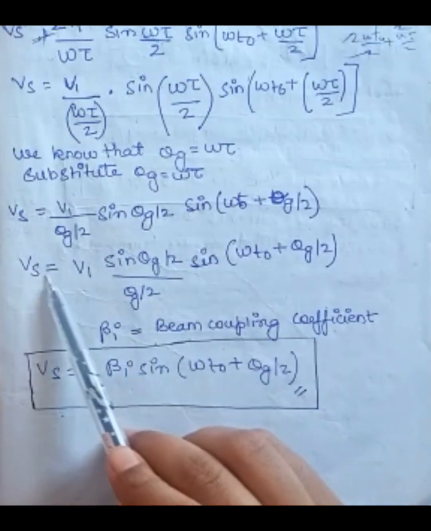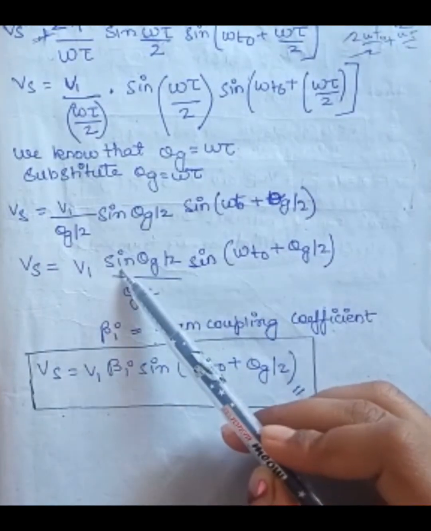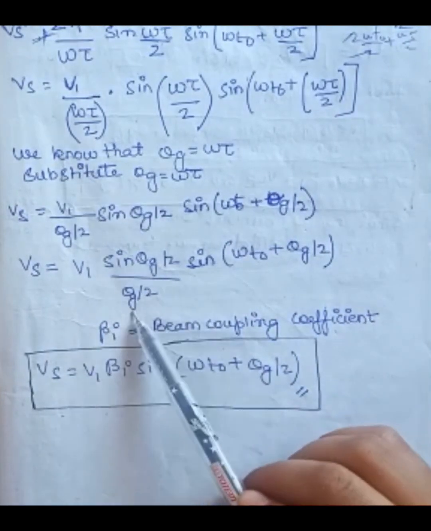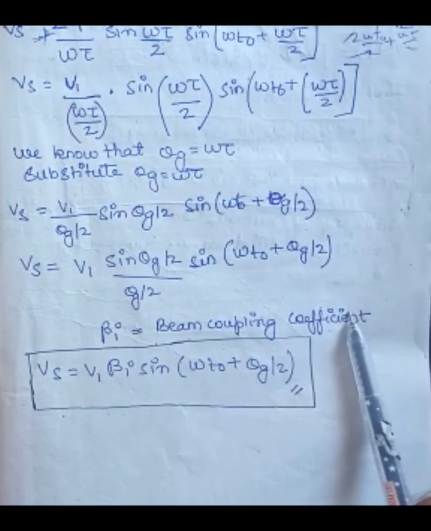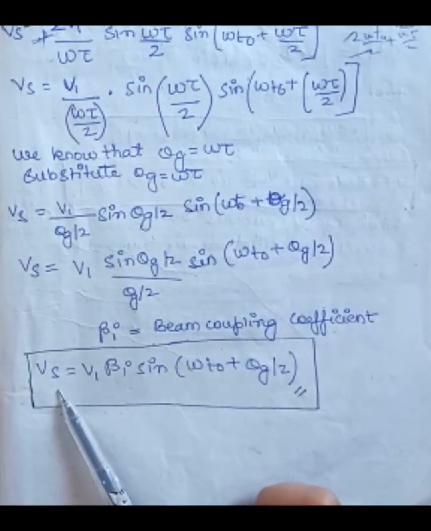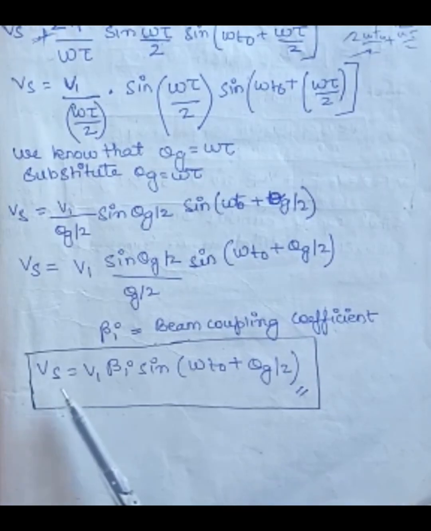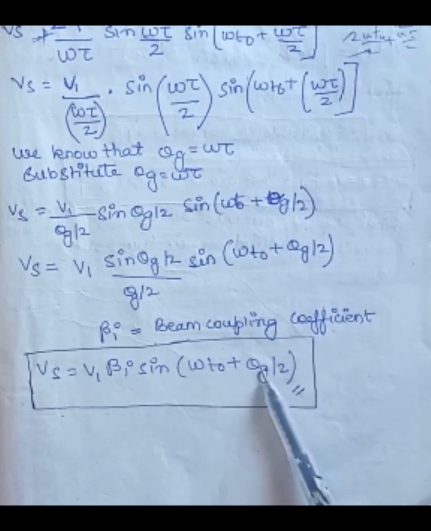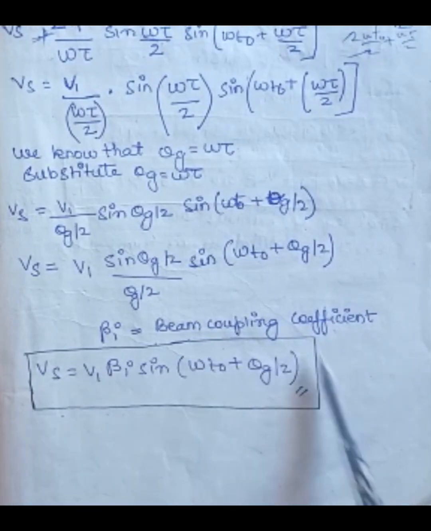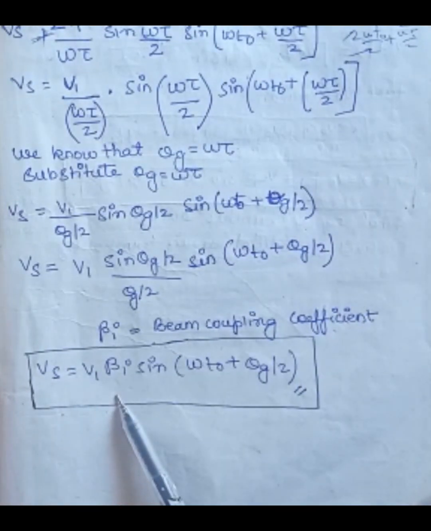Now in this equation we would consider sin theta g by 2 upon theta g by 2 as beta I, which is the beam coupling coefficient. Therefore, the equation for the average voltage would be Vs is equal to V1 beta I sin omega t naught plus theta g by 2. This is the final equation for the average voltage.